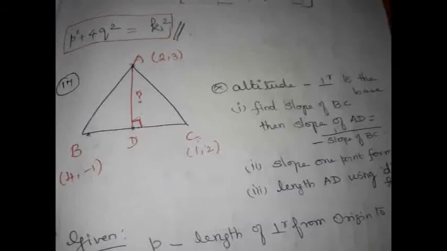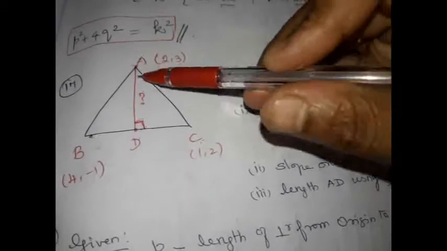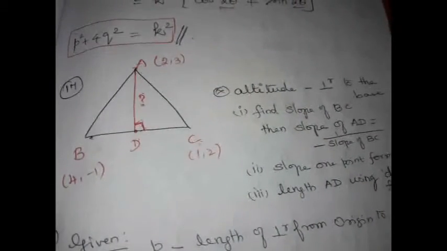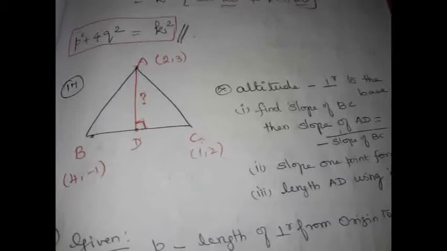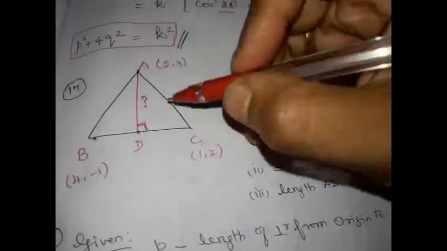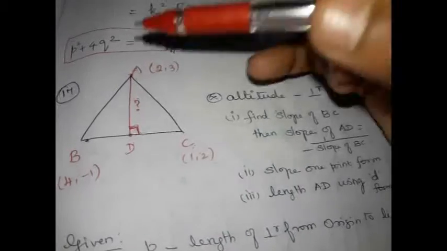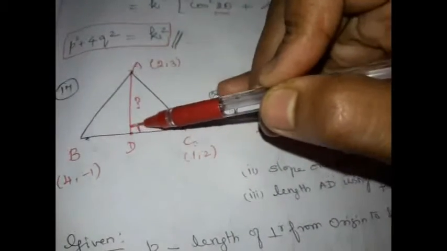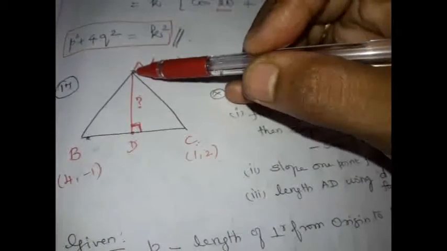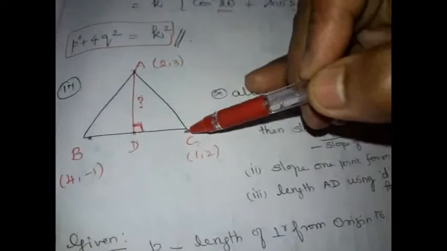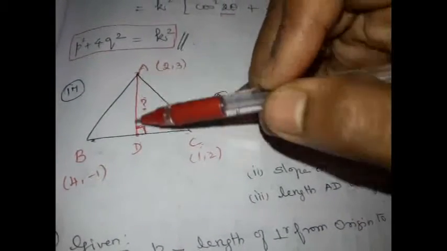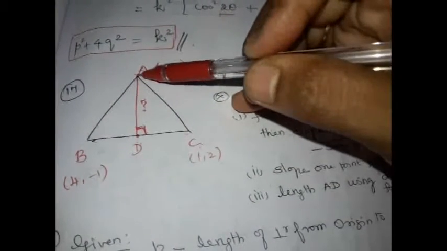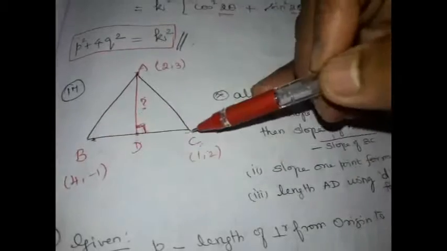Now they didn't stop the question with that. They asked you to find the length of AD as well. How will you find the length of AD? The length of AD is nothing but the perpendicular distance, right? The length of AD is nothing but the perpendicular distance from a point to the line.